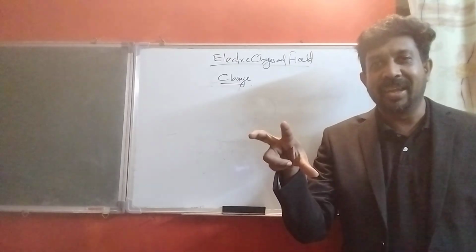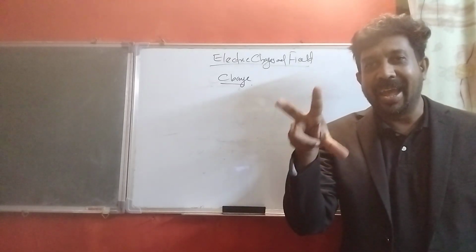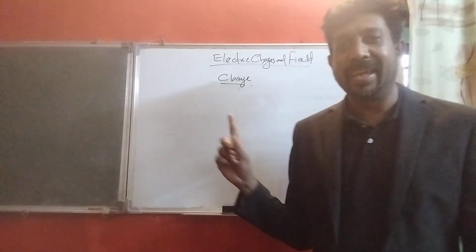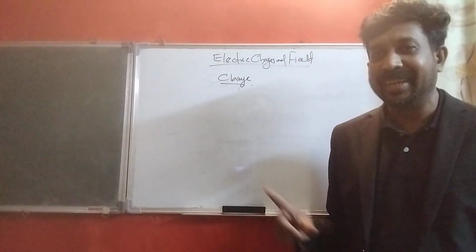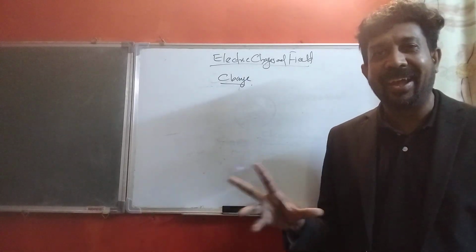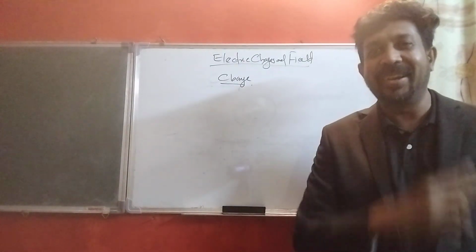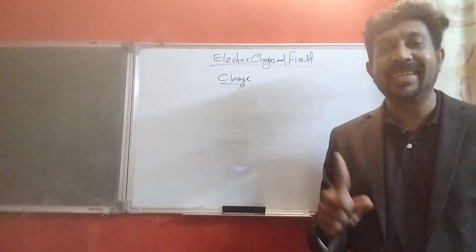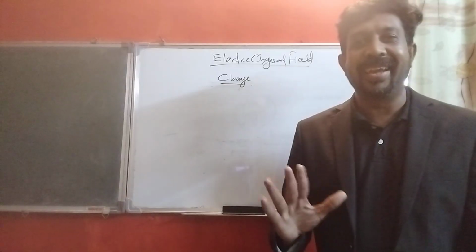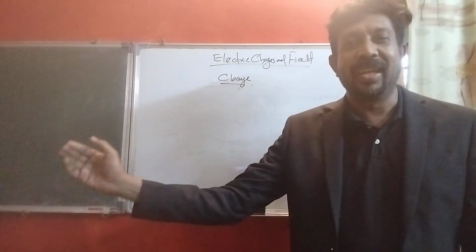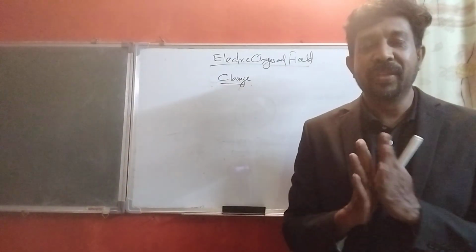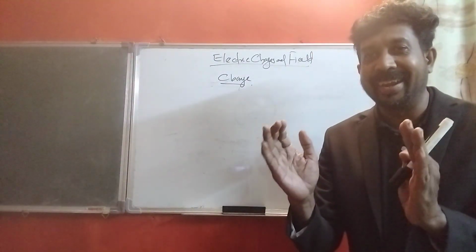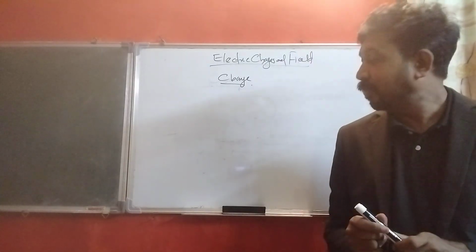Clear? Okay, now I am going to give a clear concept of electric charge. I already gave a simple definition, that is to say, a property of matter. Electric charge is a property of matter like mass, volume, length, etc. Now I will give an interesting concept of electric charge.